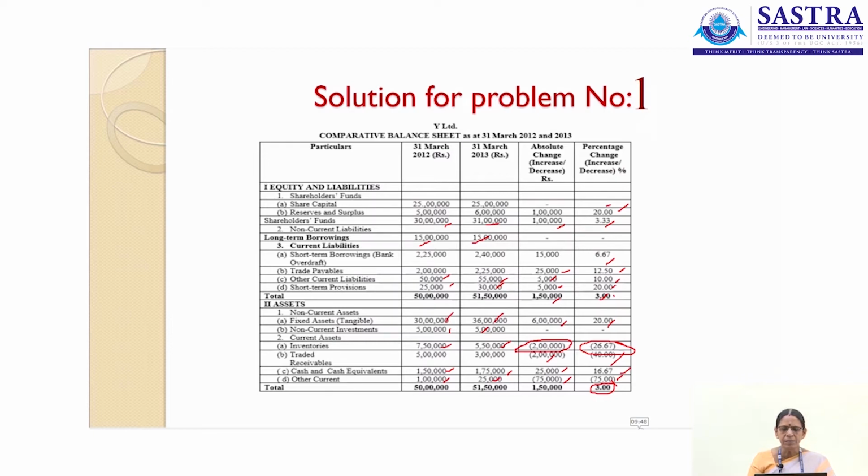Then we have current liabilities 50,000 and 55,000. So the net increase of 5,000 comes to 10%. Short-term provisions 25,000 we have. Here we have 30,000, an increase of 5,000. So we have 20% increase. Then total we have 50 lakhs and 51 lakhs, 1 lakh 50 is your increase. So 3% is your increase.